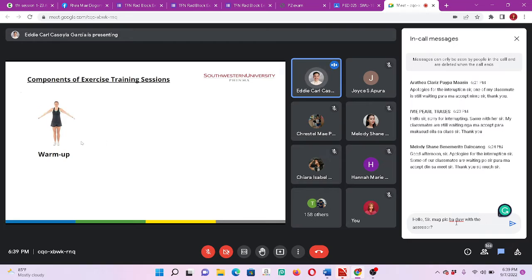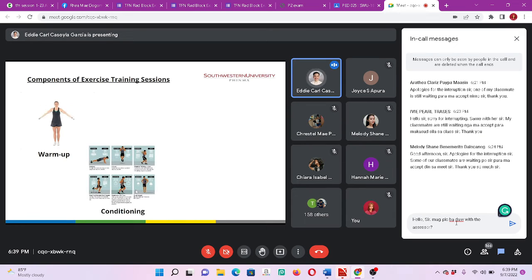Here, since this is all about exercise, warm up and then go straight to your conditioning. This one is your second component. The conditioning class is about your specific exercise for a specific program. For example, cardio. What specific exercise ang imong i-perform for your cardio? We have jogging, cycling, and Zumba, for example.